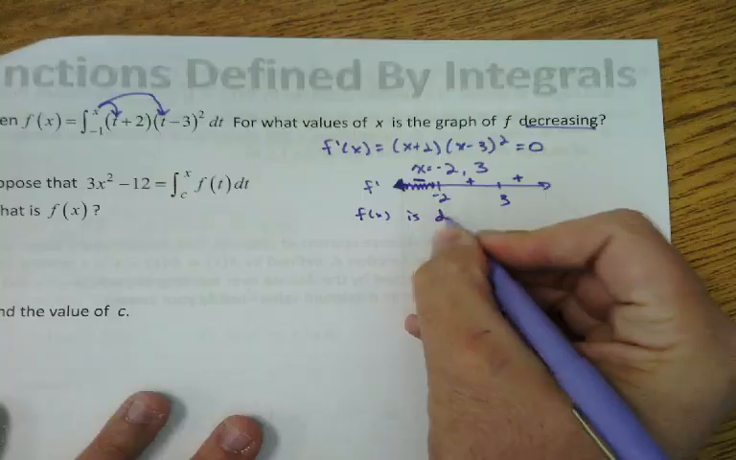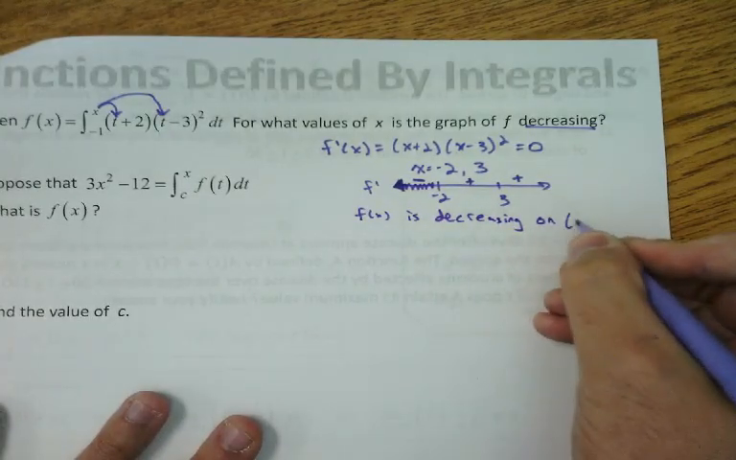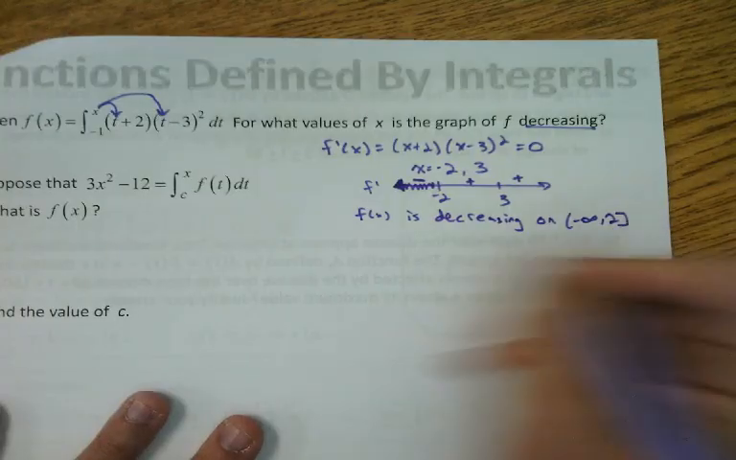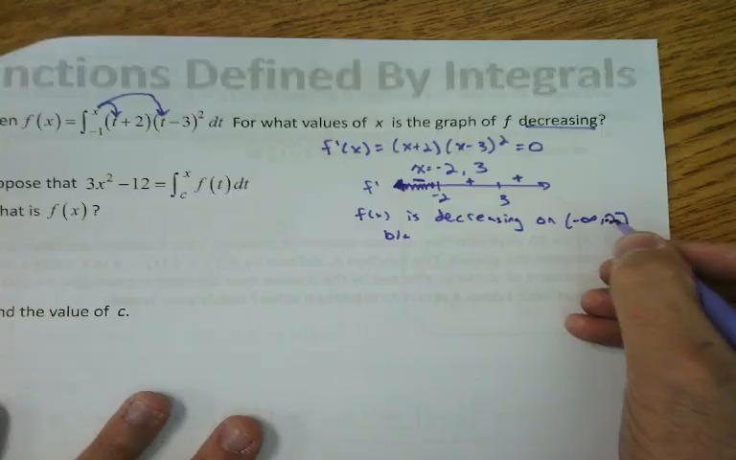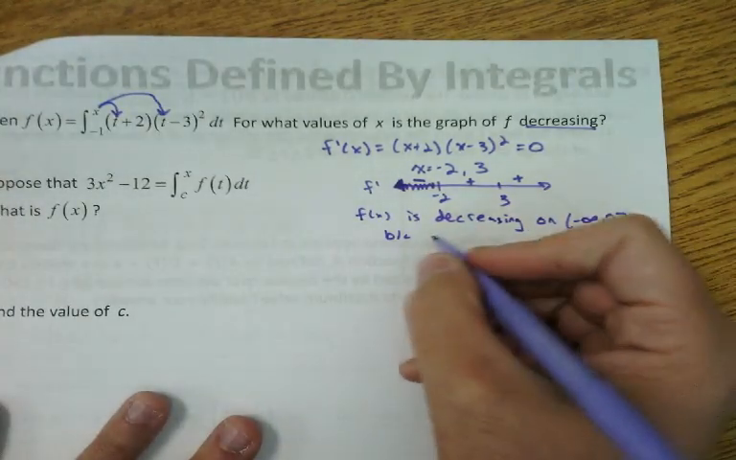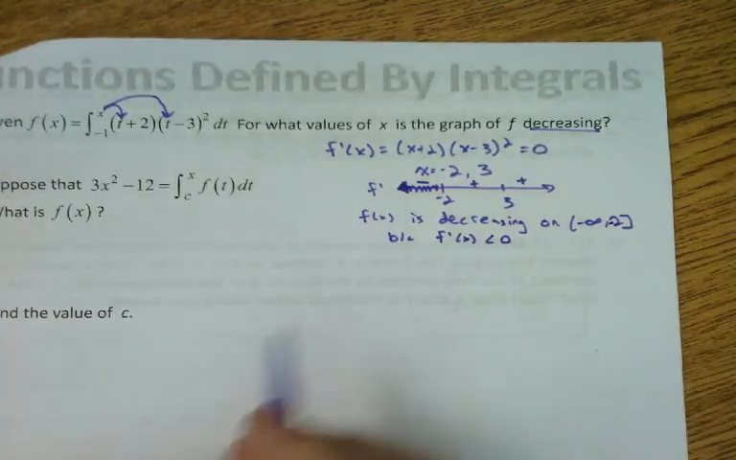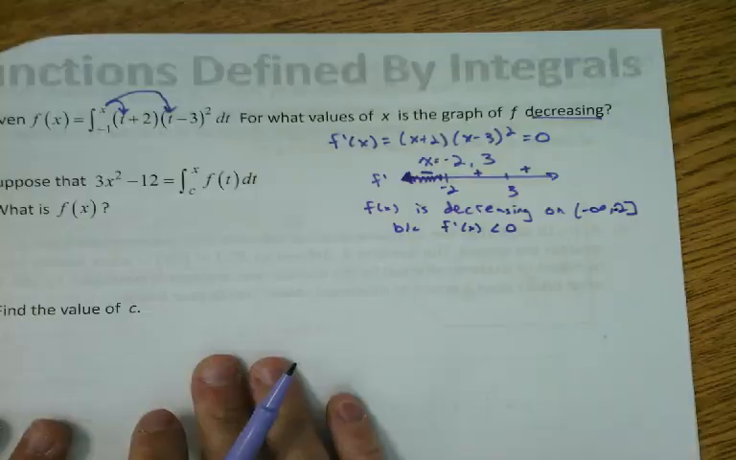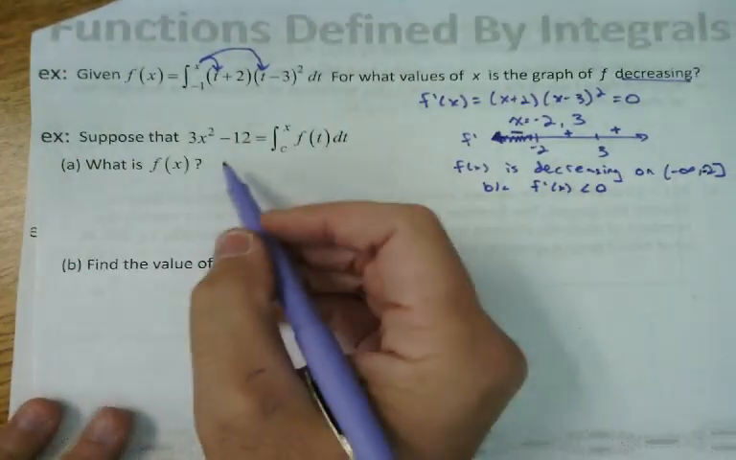So f of x is decreasing on the interval from -infinity to -2. Sorry, -2. Good catch there, random student on video. From -infinity to -2 because f prime of x is less than 0. Questions? Good. Moving on.